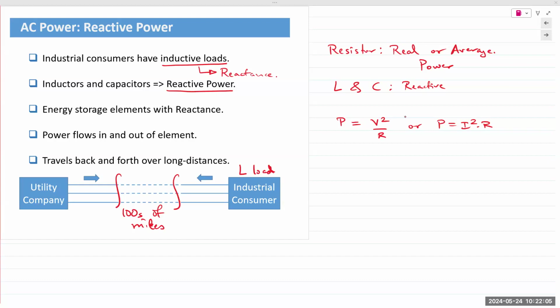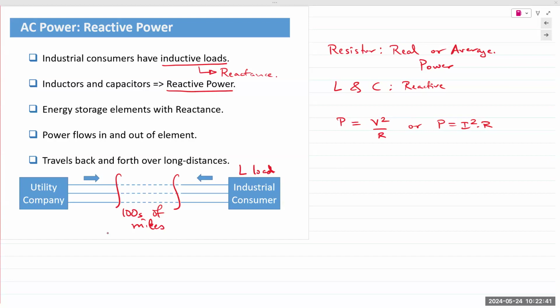Anyway, so coming back to our point, when power is transmitted over long distances, power is being transmitted back and forth. And because it is being transmitted back and forth, energy is constantly being exchanged in the inductive load, goes from the utility company to the industrial customer. And from that point on, it travels back and forth. Now, the more it travels, the more losses will occur. So the goal is to reduce that power loss as much as possible, right?